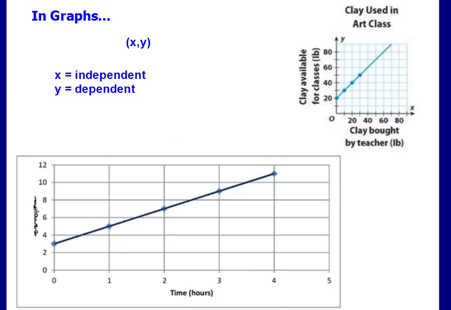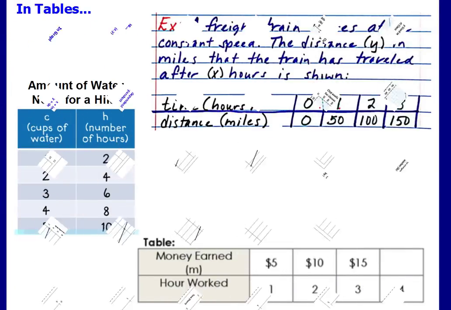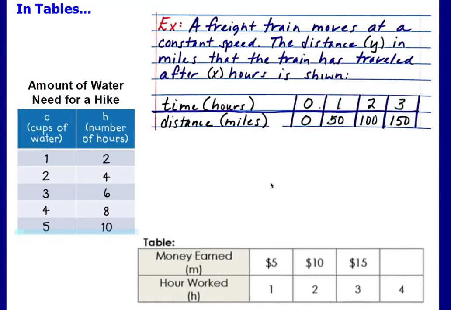Or it could be pay, total pay, and number of hours worked. Okay, you have to know the time to determine the total pay, or the total amount. And let's look at some tables, what it would look like in tables.